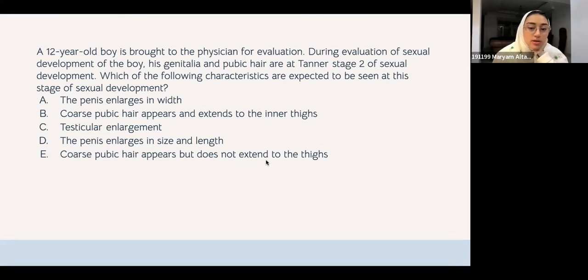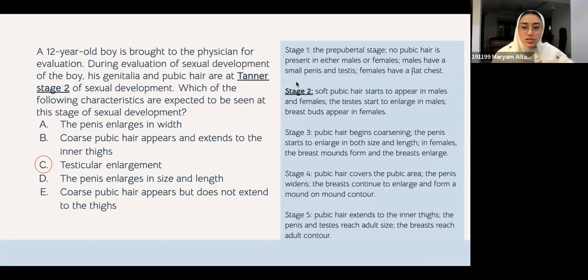B, coarse pubic hair appears and extends to the inner thighs. C, testicular enlargement. D, the penis enlarges in size and length. Or E, coarse pubic hair appears but does not extend to the inner thighs. Okay. Any other answers? Well, okay. You guys are correct. The answer is C. And so I added just a list of all of the stages for you guys so that you can refer back to it later.